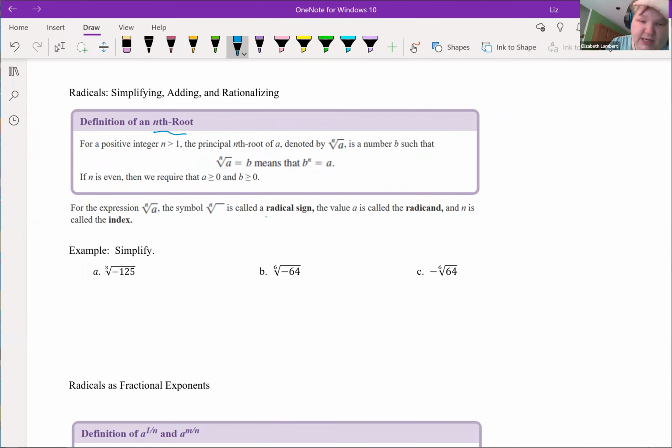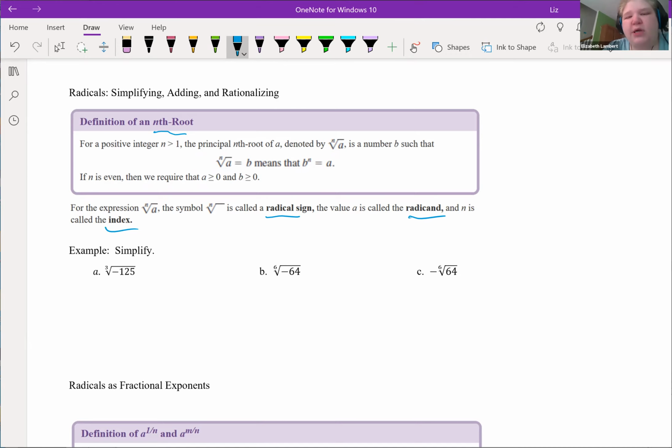If you're looking at any of the explanations, these are the fancy names of the individual pieces that I never remember to use, so I put it there just in case. So here's what we're looking for on these radicals. We have the cube root of -125, the sixth root of -64, and the -sixth root of 64.